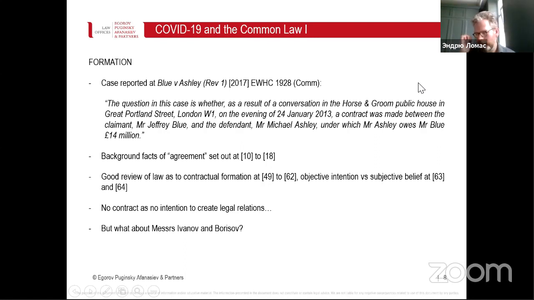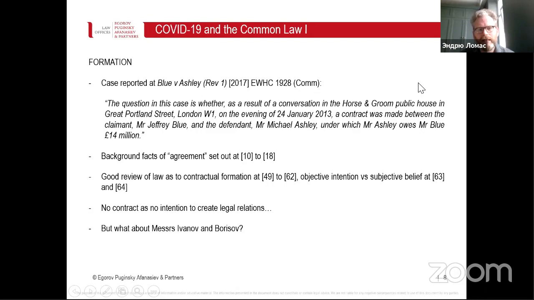To cut a long story short, the judge reviewed all of these points and said, look, I can see that perhaps there could be an agreement here, but ultimately, given the context of all of this, the drinking, the jocularity, the joking around between the parties, I find that it's not possible that Mr. Ashley, nor any objective observer, would believe that in the circumstances there was any intention to create legal relations. The informality of the environment was determinative as to finding that there wasn't a contract between Blue and Ashley. So that is that case.